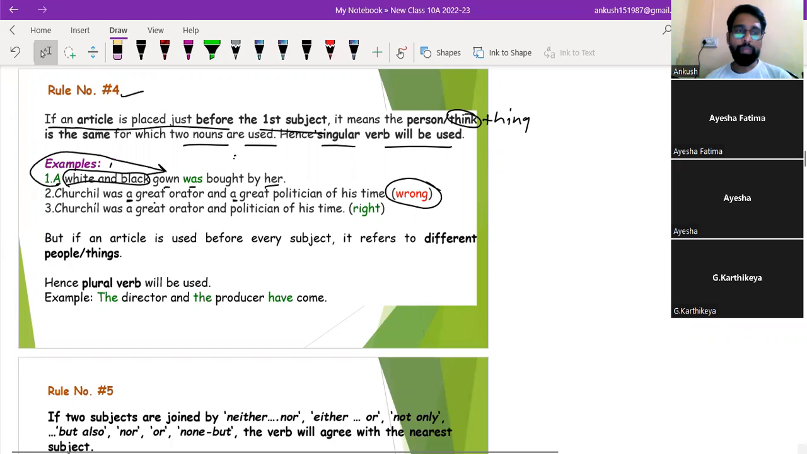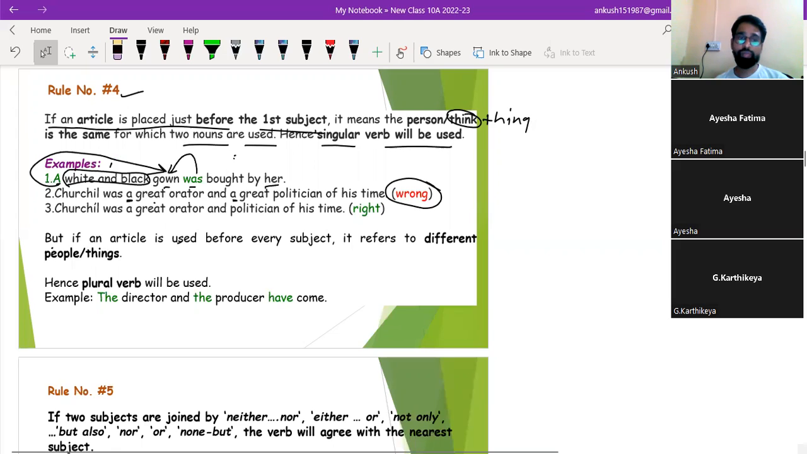Suppose you are not using white and black. You are just using a. So what would be the sentence? A gown was bought by her. Right? So which number is the gown representing there? Singular. Yes, sir. Are you getting it? Yes, sir. I get it.